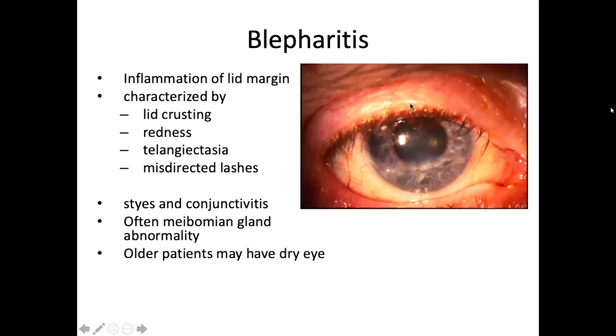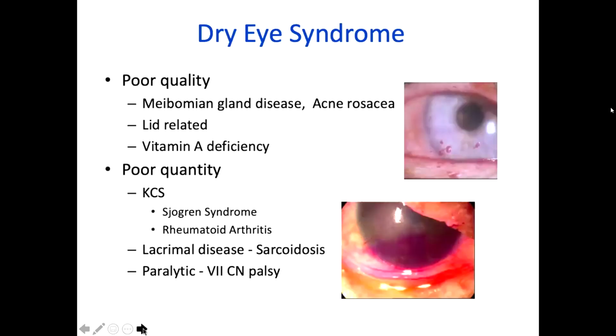They can go and block. So styes and conjunctivitis are common. Okay, and in older patients who cannot clean themselves, it's common. So that is blepharitis. Then dry eye syndrome, as somebody said, Sjogren's syndrome, rheumatoid arthritis, and other connective tissue disorders.